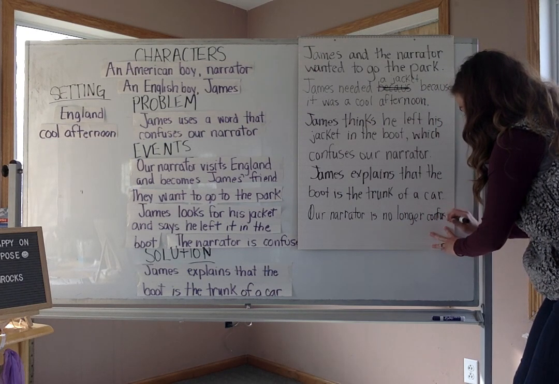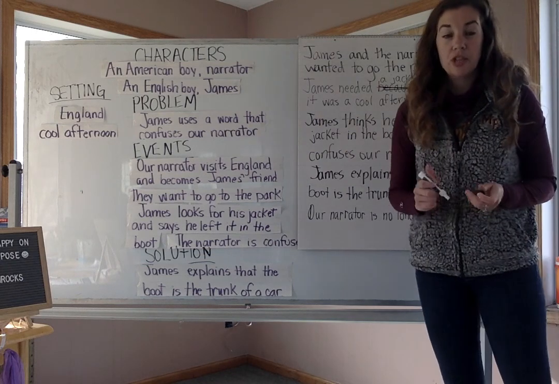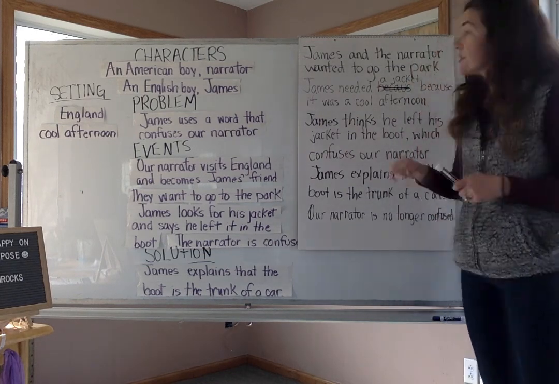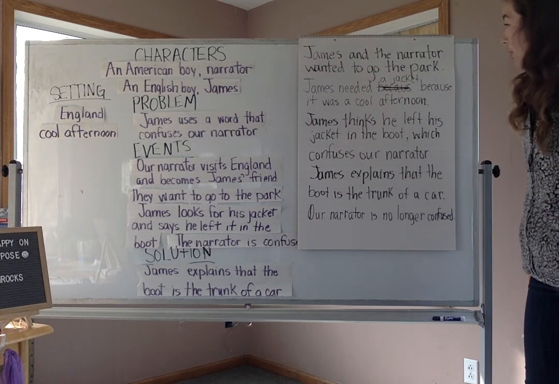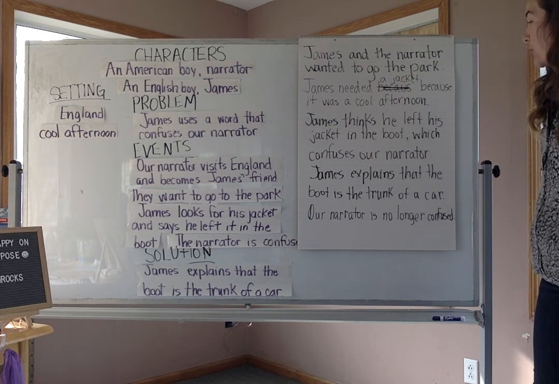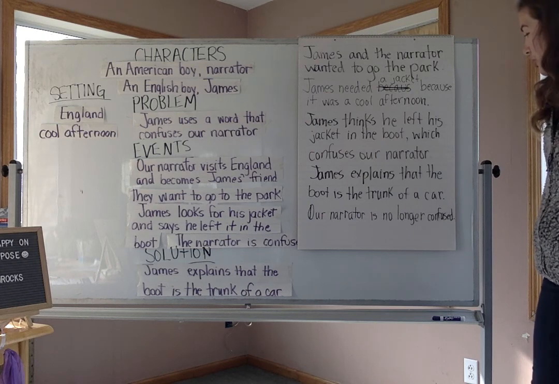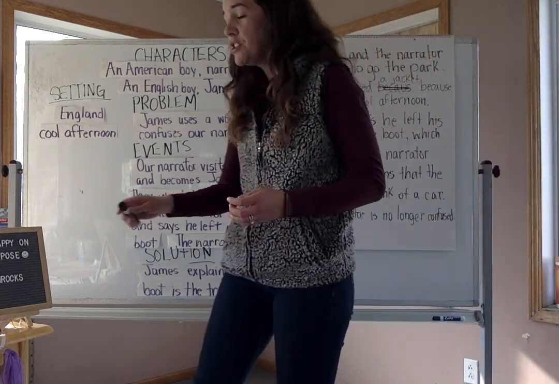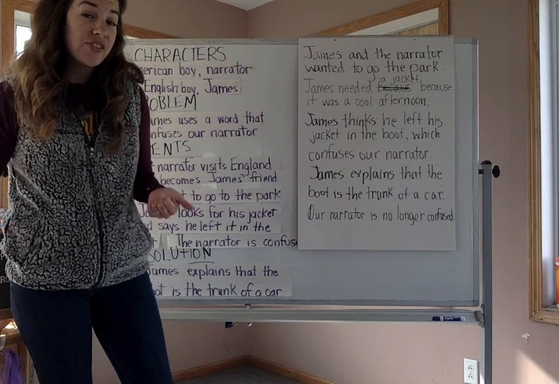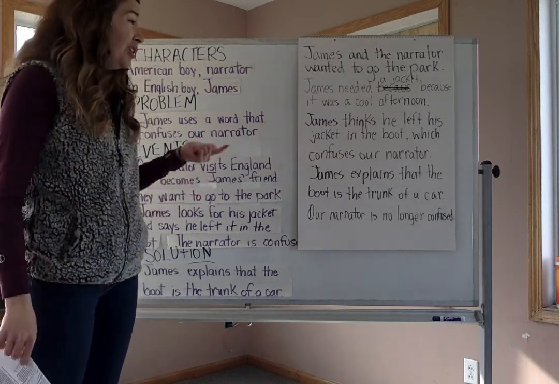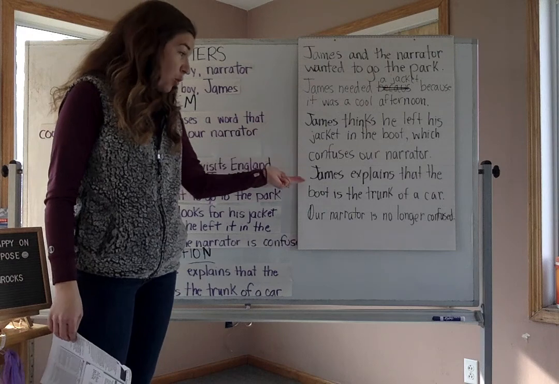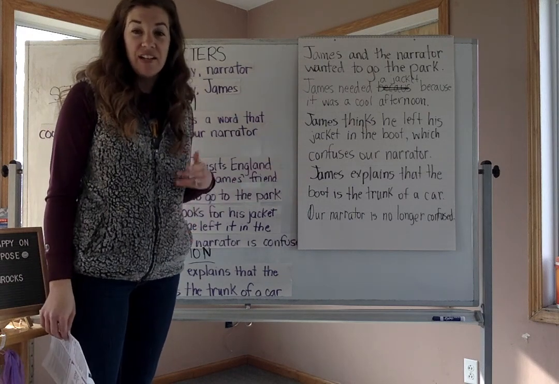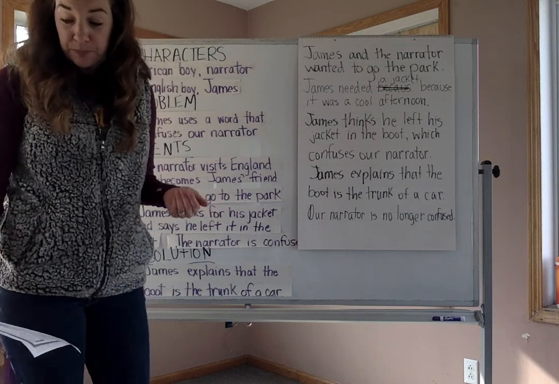All right. So let's do a quick check and make sure we've included all the important story details. James and the narrator wanted to go to the park. James needed a jacket because it was a cool afternoon. James thinks he left his jacket in the boot, which confuses our narrator. James explains that the boot is the trunk of a car. Our narrator is no longer confused. I think we did a really nice job today identifying the somebody, what they wanted, but what happened, so what did James do, and then finally at the end, he is no longer confused.